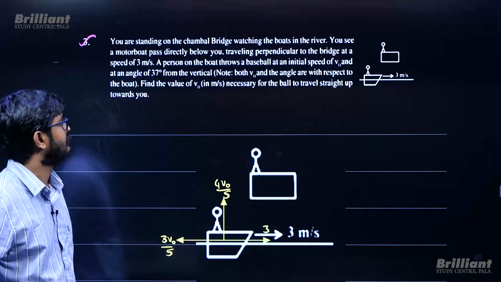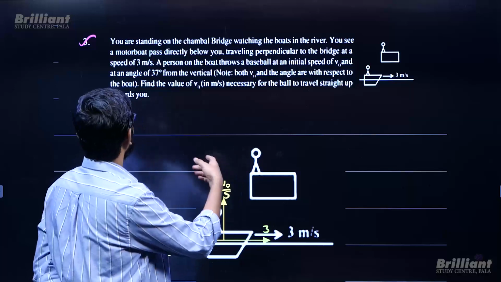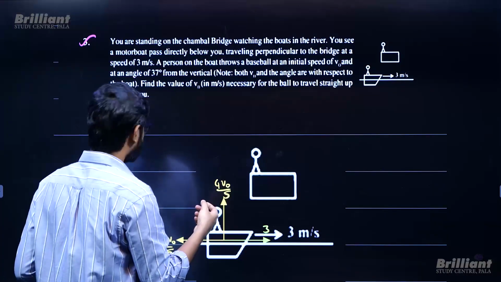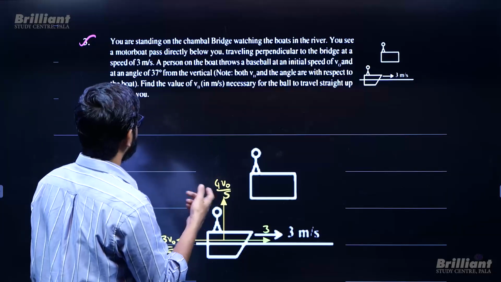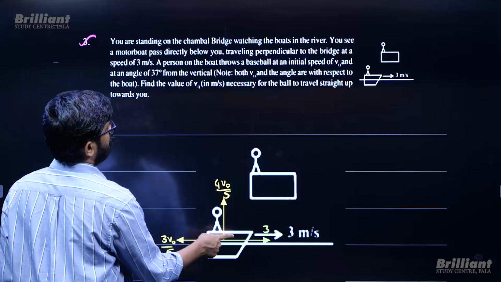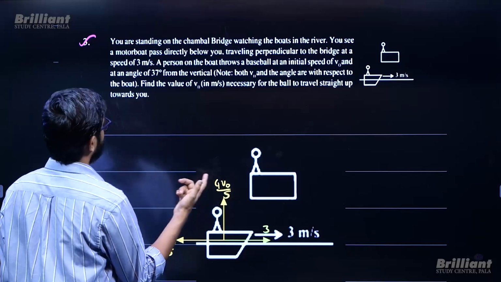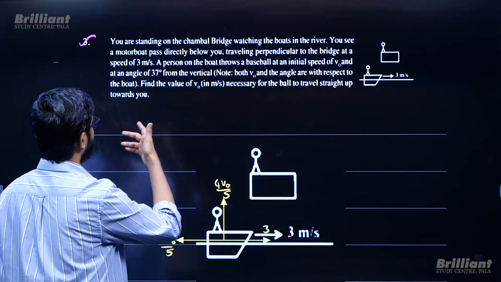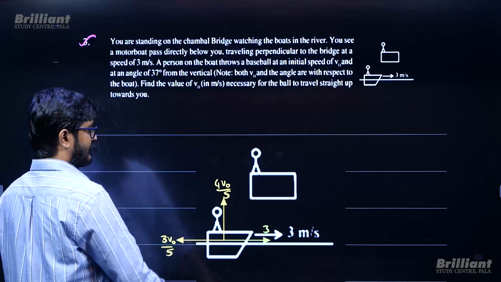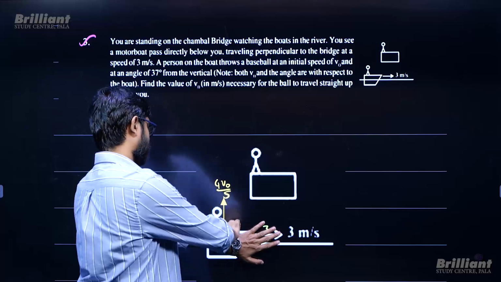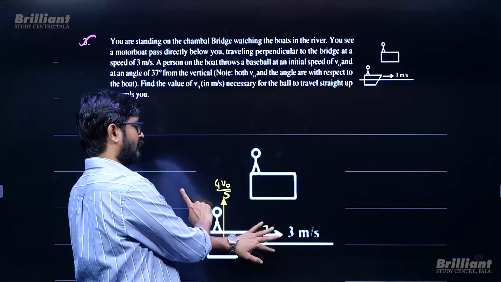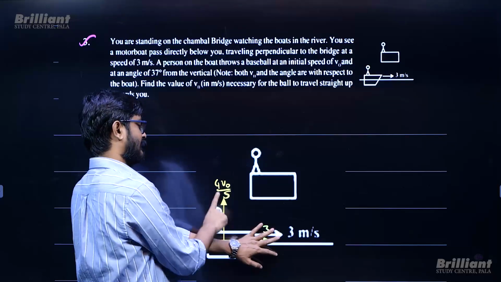You are standing on a bridge watching the boats in the river. You see a motorboat pass directly below you, traveling perpendicular to the bridge at a speed of 3 meters per second. A person on the boat throws a ball at an initial speed of v0 at an angle of 37. Both v0 and the 37 angle are with respect to the boat. So with respect to the boat, he is throwing something at a velocity v0 and 37 from the vertical. When you resolve it, you will get v cos 37 and v sin 37.